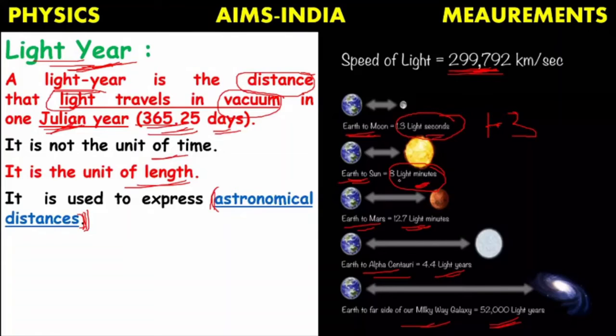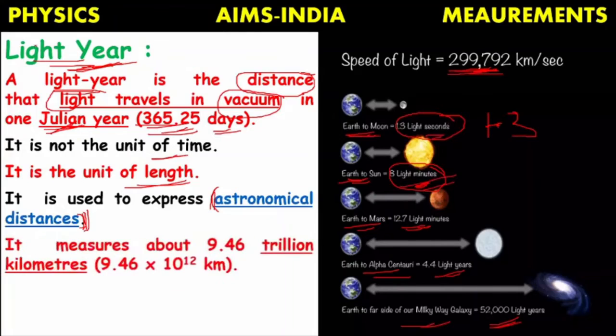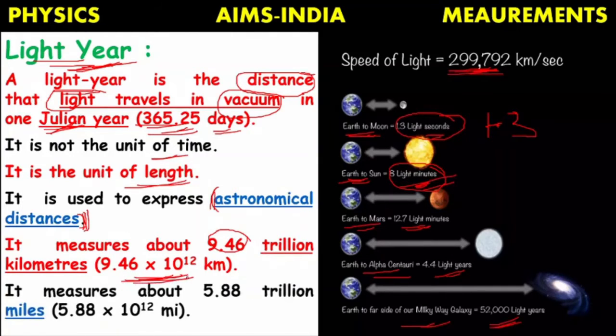The light second and the light minute we can derive from the light year. 1 light year is approximately 9.46 trillion kilometers, or 9.46 into 10 power 12 kilometer, or in terms of miles, 5.88 trillion miles. So here light year is a practical unit used for measuring astronomical distances.